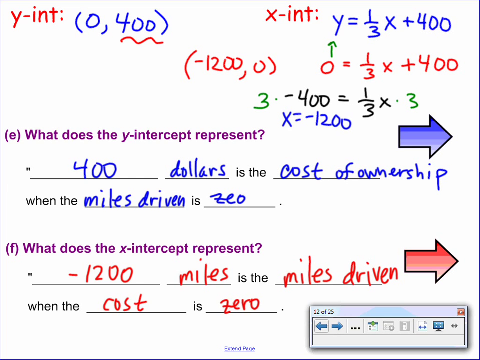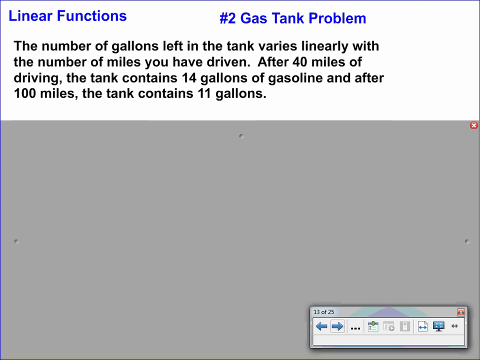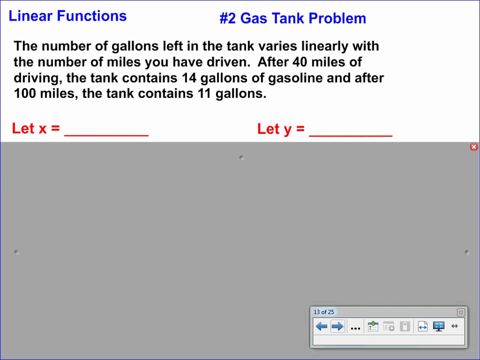Great, and let's go ahead and do one more together. We'll get you going on your scatter plots, and you'll have the rest of the time then to work with the Parker. So here we go, linear function gas tank problem. The number of gallons left in the tank varies linearly with the number of miles you have driven. After 40 miles of driving, the tank contains 14 gallons of gas. And after 100 miles, the tank contains 11 gallons.